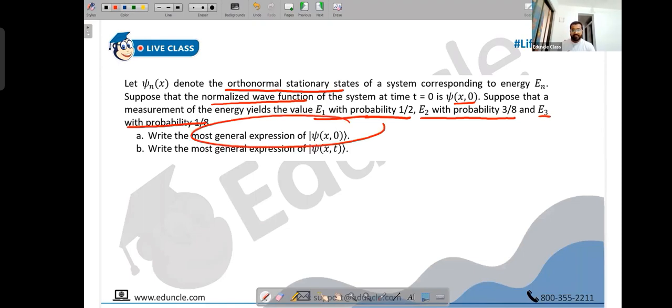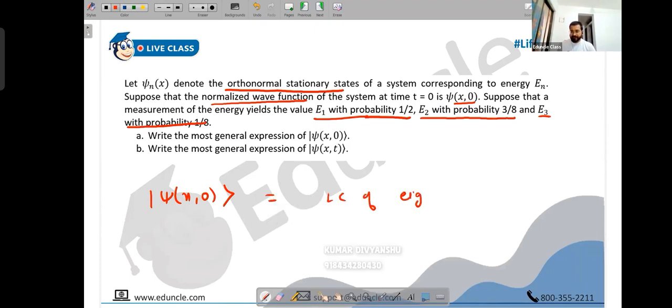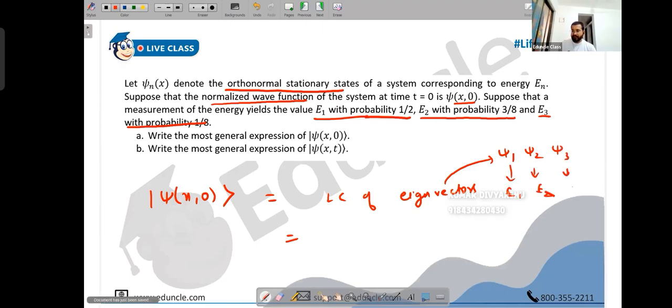First of all, they're asking for the most general expression of this. People, we learned in the morning, this can be written as what? First of all, a linear combination of its eigenvectors. Which are the possible eigenvectors? You are measuring E1, E2, E3. So the possible eigenvectors are psi 1, psi 2, and psi 3 corresponding to energy eigenvalues E1, E2, and E3 respectively. So it will be a linear combination of psi 1 plus psi 2 plus psi 3. But when they say most general expression, we need the values of C1, C2, and C3.